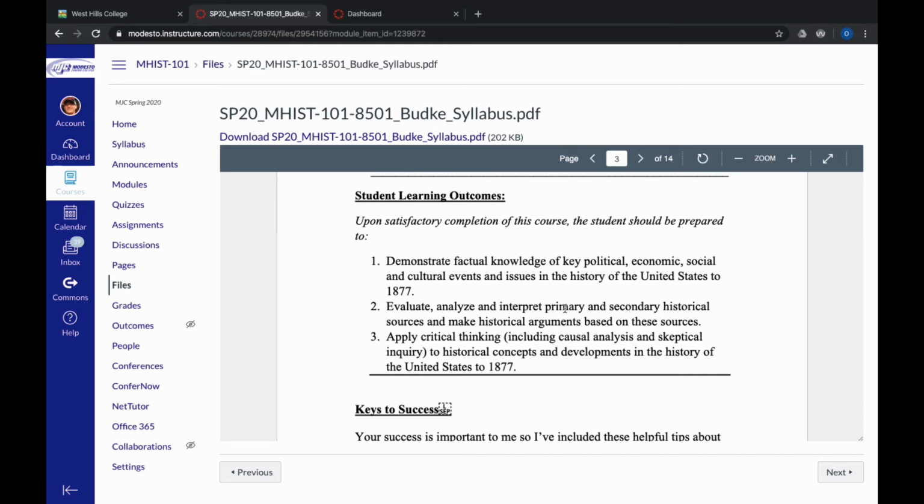Primary sources, for those of you who are confused: what's a primary source, what's a secondary source? A primary source is any text created at or immediately around the time that we're studying. So if we're looking at the Mexican-American War, and we're going to read a primary source, we're going to be reading something from the 1840s or 1850s, something right around the time that the Mexican-American War took place.